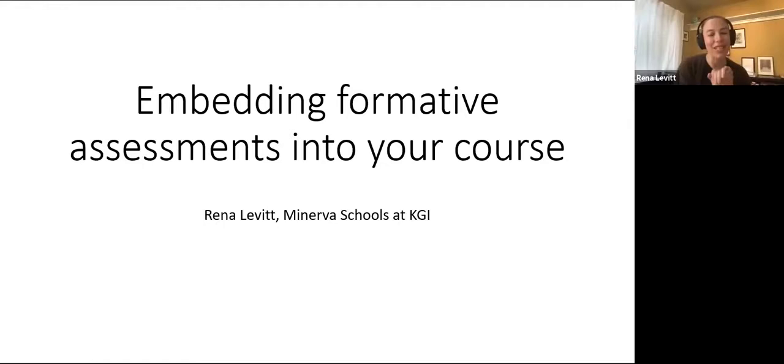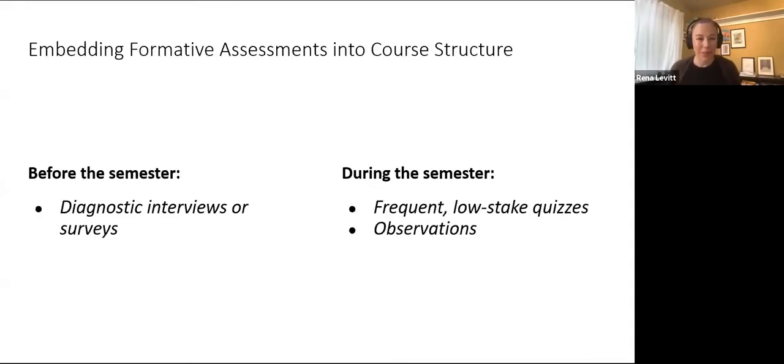Hi, everyone. So today I wanted to talk a little bit about how you can embed formative assessments into your courses directly. Next slide, please. So I'm going to talk a little bit about a type of formative assessment that you can do before the semester. And this is really in order to collect data on your students so that you can make adjustments and think about how to tailor the course to the incoming class. So diagnostic interviews or surveys.